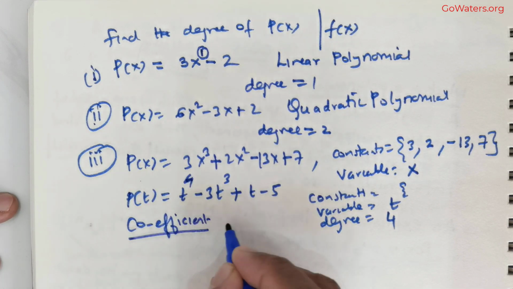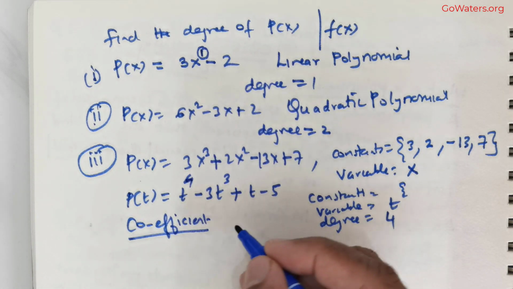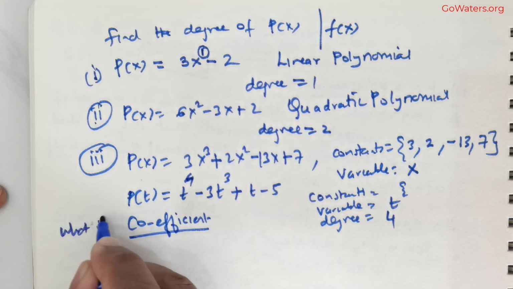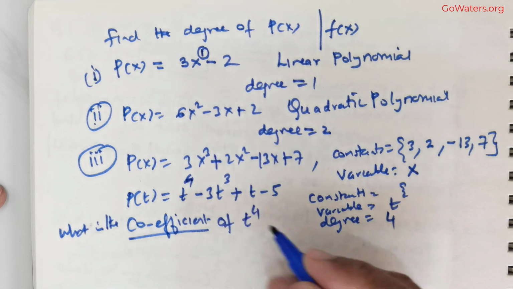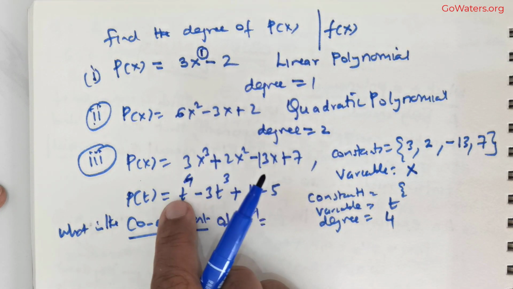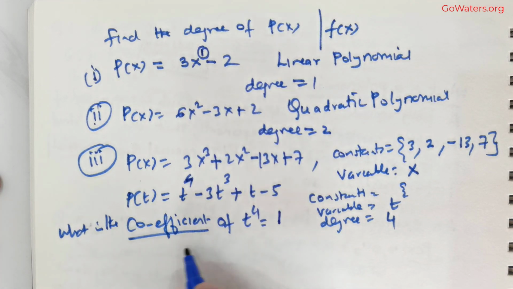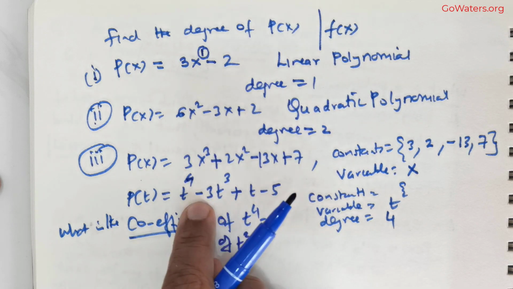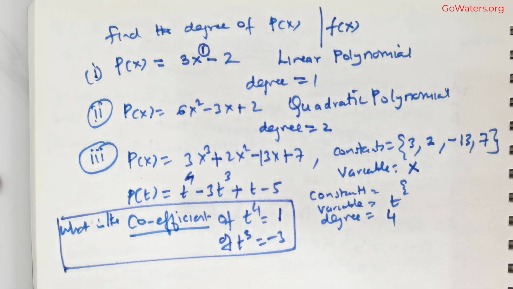C-O-E-F-F-I-C-I-E-N-T. We call it coefficient. As you progress in this course, you might encounter this term. They will ask you, what is the coefficient of t raised to the power of 4? What is the number that is present with the t raised to the power of 4? That's 1. And suppose they ask you, what is the coefficient of t raised to the power of 3? It's negative 3. Right? So that is a side note for your understanding.